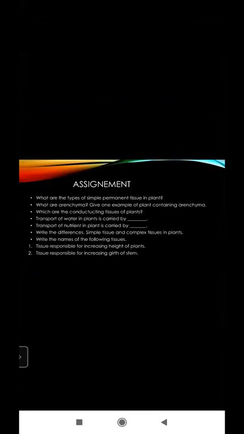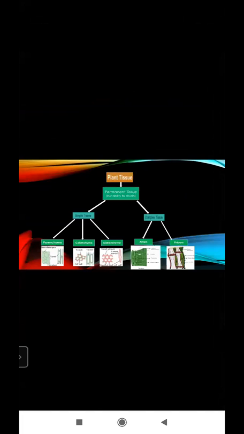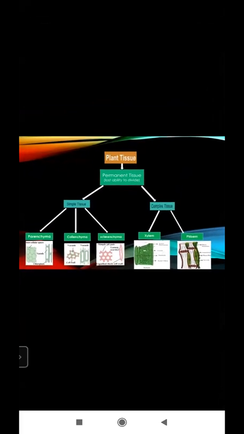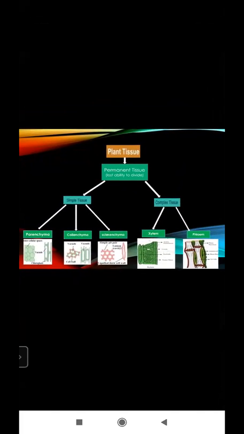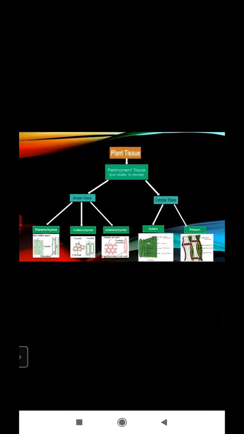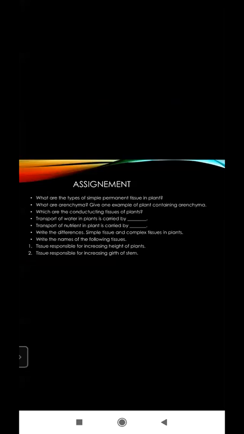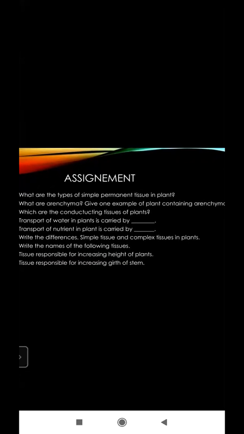This is all. Now let us see the assignment. You can just take a screenshot of this. First, take a screenshot of this so that you get the gist of all the types of permanent tissue. Hope you all have taken the screenshot. Now let us discuss the assignment.